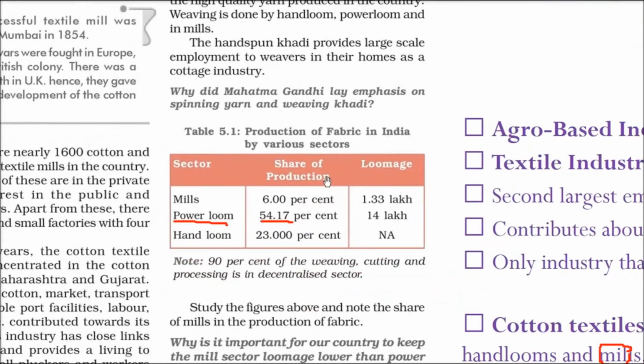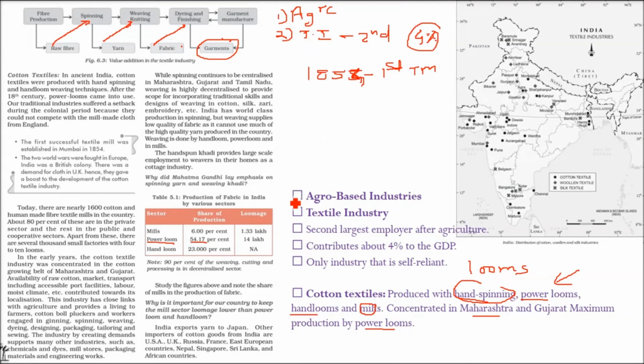Now coming to one more aspect, hand spun khadi. It was made famous by Mahatma Gandhi. It was already there, but hand spun khadi also provides large-scale employment to weavers, mainly people who work in their homes, in their cottage industry. India has the second largest installed capacity of spindles after China. So what is a spindle? A spindle is like this, and the dhaga, the thread, is like this. When the thread is being made, it is kept on the spindle.